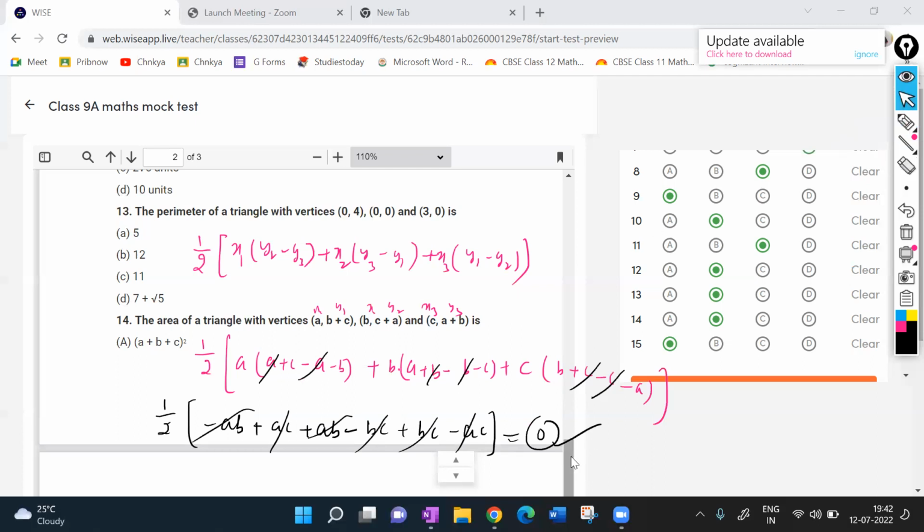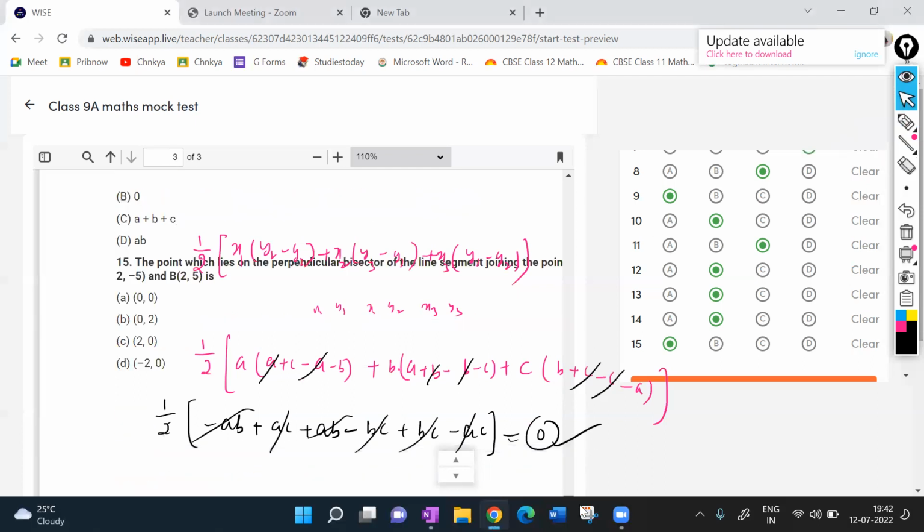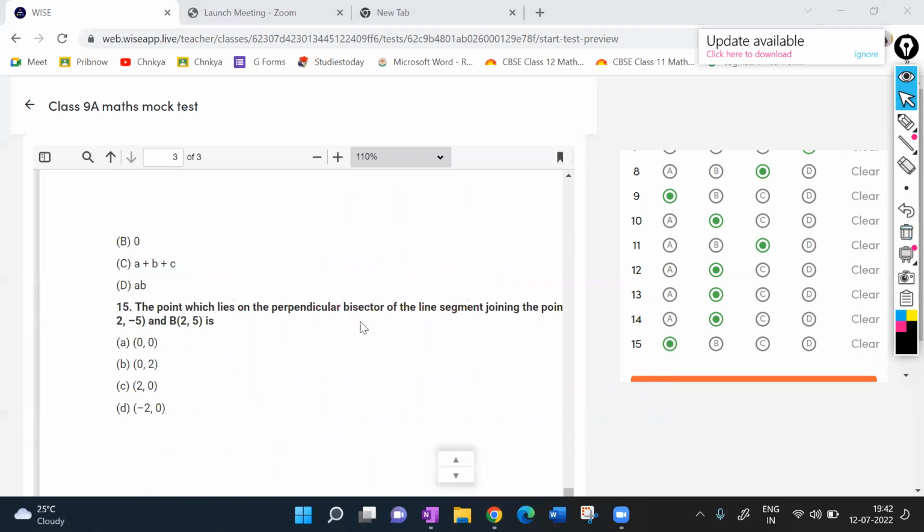So the last question is the midpoint formula. Option B is correct for the 14th question. Look at this question: the point which lies on the perpendicular bisector of the line segment joining this point and this point, what is it?